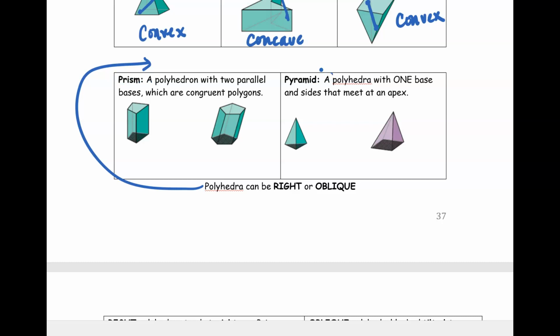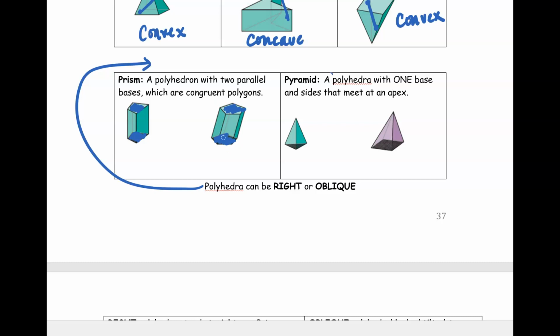So a prism is a polyhedron with two parallel bases. So for example, right here, these are the bases. They're parallel. This base right here is parallel to this one. Even though it's tilted, they're still parallel. They're running in parallel planes there. And so we call that a prism.